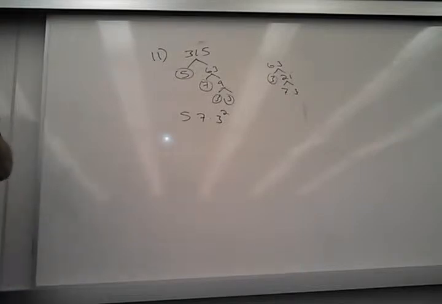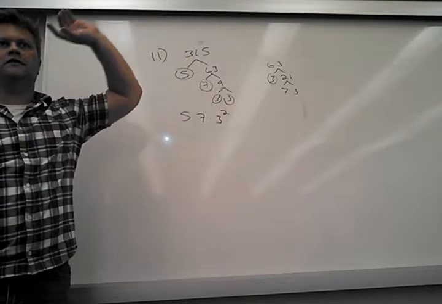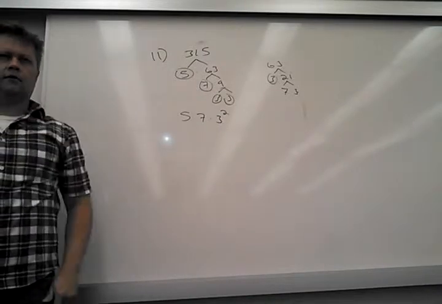And I like to call it the DNA of the number, right? You've broken it down to its parts that define what it is. If you multiply 5 by 7 by 3 squared, you can only get 315. That's the definition of 315. Is one way to kind of think of it.